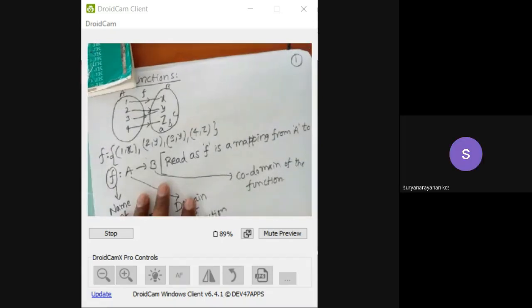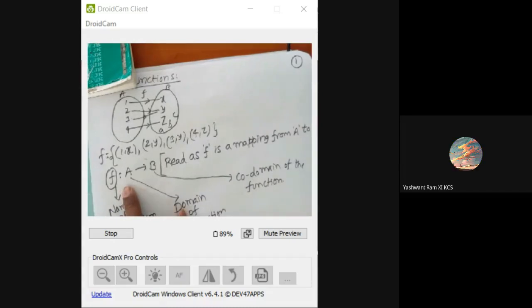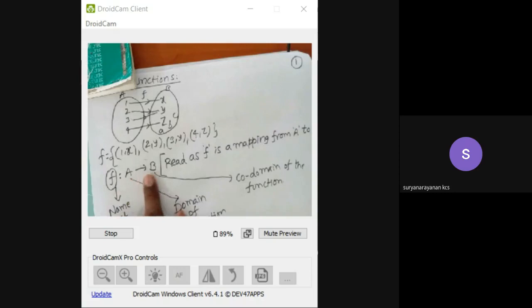What about Yashwant Ram? Are you able to see the screen clearly? Yes, sir. Can you read this notation? F is a mapping from A to B. Very good. Krupal, read this notation. F is a mapping from A to B. Very good. Next, Kevin Paul, read this notation. F is a mapping from A to B. Very good. Blessina, once read this notation. Sir, F is a mapping from A to B, sir.